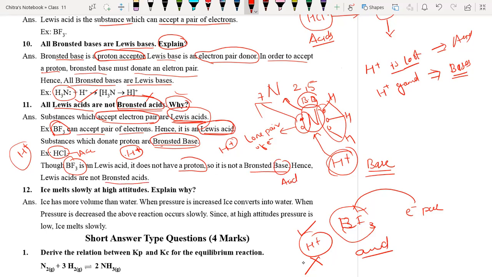Somewhere the notes have some fault also. Here again, it is not the base, it is acid. Here also it is acid. So just correct it in your notebook also, if you have the same. Any doubt here? No, sir. Okay.